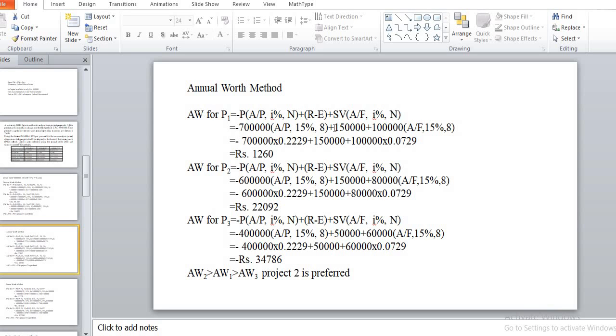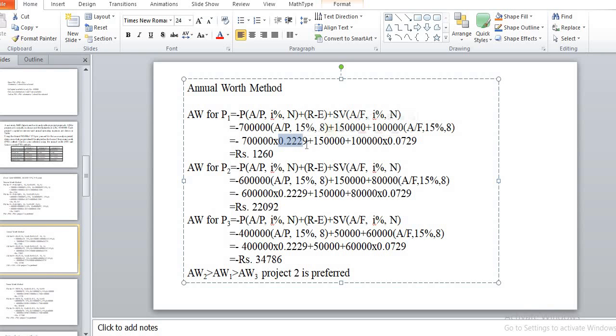So for this element we do not add this particular factor. But for all other two elements we add this annual worth factor, because we convert all of this to the annual consideration. So we add that particular factor here for the P element and for the salvage element SV. And we simplify these factors, which appear as 0.2229, and the salvage value factor as 0.0729, and that value comes like this.